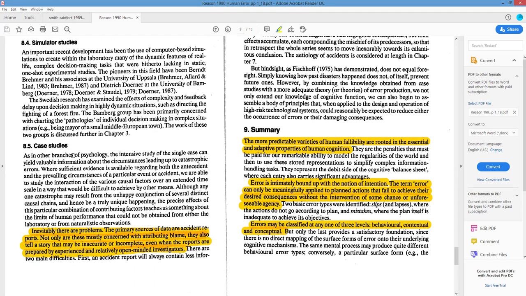Case study is where we want to spend most of the time, because a case study is what you do when you do an accident investigation. It is an investigation confined to your workplace. That's the scope. So inevitably there are problems. The primary sources of data are accident reports. Not only are these mostly concerned with attributing blame, they also tell a story that may be inaccurate or incomplete, even when the reports are prepared by experienced or relatively open-minded investigators.